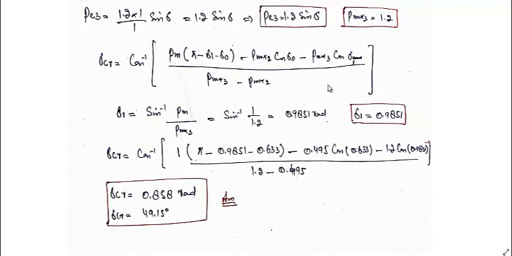So we know that this is the equation for the delta CR, that is cos delta CR equals Pm into (pi minus delta 1 minus delta naught) minus Pmax2 cos of delta naught minus Pmax3 cos of delta max, divided by Pmax3 minus Pmax2. Sine delta 1 is equal to sine inverse of Pm divided by Pmax3. Pmax3 is 1.2 and Pm is 1, so sine inverse of 1 divided by 1.2 is equal to 0.985 radians, so delta 1 is equal to 0.9851 radians.